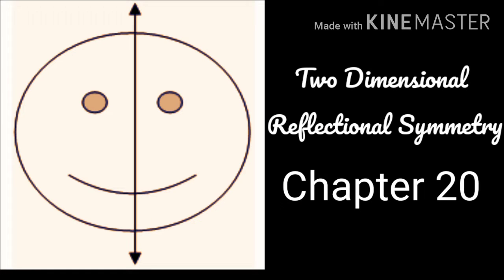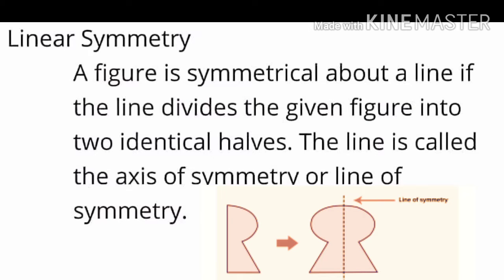Good morning, students. Today we will learn two-dimensional reflection symmetry, also called linear symmetry. Now, what is linear symmetry? A figure is said to be symmetrical about a line if the line divides the given figure into two identical halves. Okay, and the line is called the axis of symmetry or the line of symmetry.